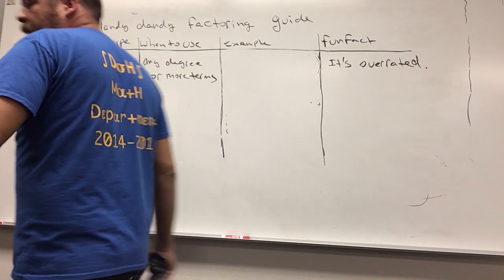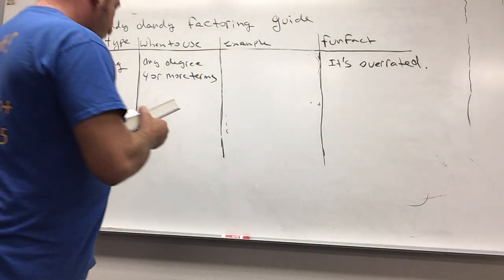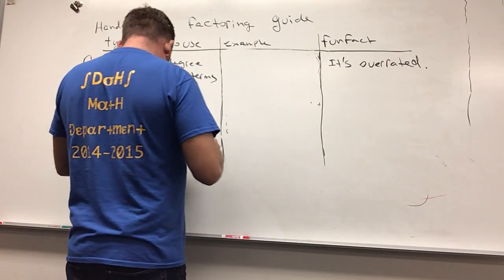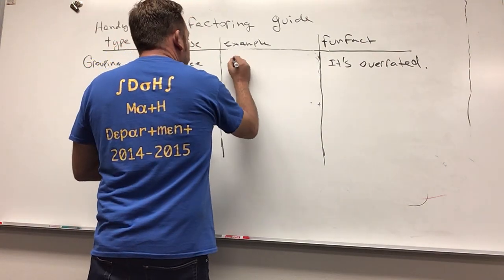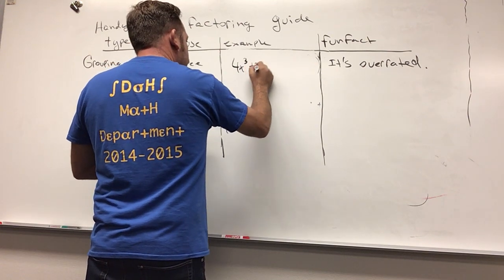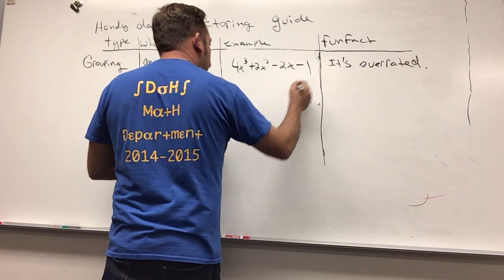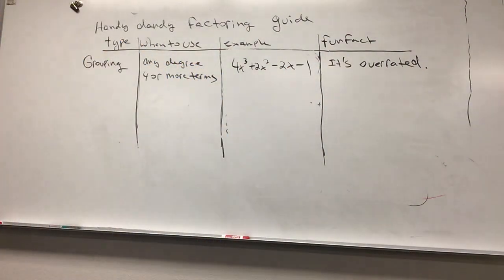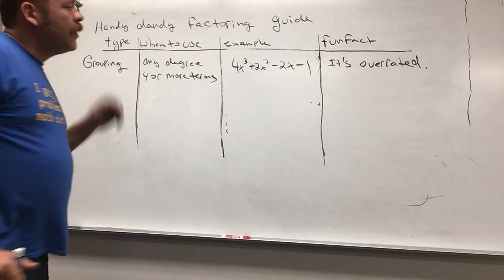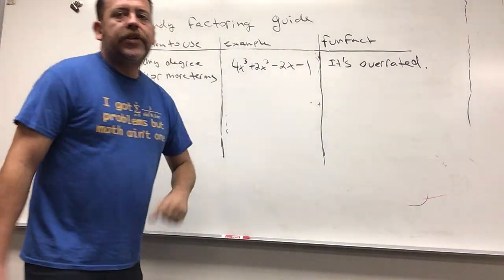So there's all kinds of stuff with grouping, like you can have 6 terms, multiple groups, or I'm going to steal this one from the book: 4x cubed plus 2x squared minus 2x minus 1. Okay. So there are all kinds of tricky situations you can run into.